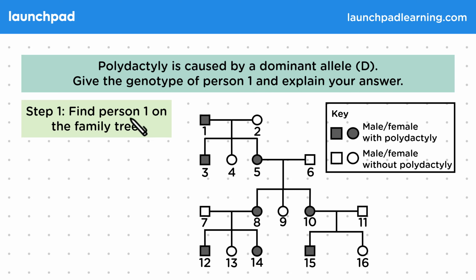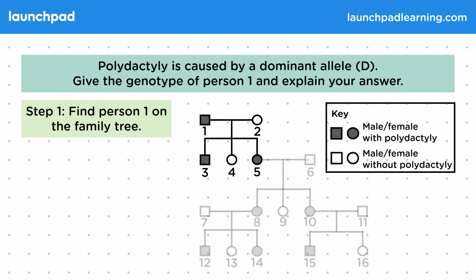Step 1. Find person 1 on the family tree. So person 1 is shown up here by this filled-in square. We only need to look at person 1, 2, and their offspring to work out this answer. Therefore, we've shaded out the rest of the tree just to keep things simple.